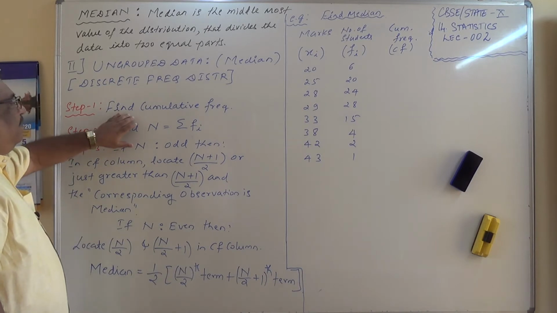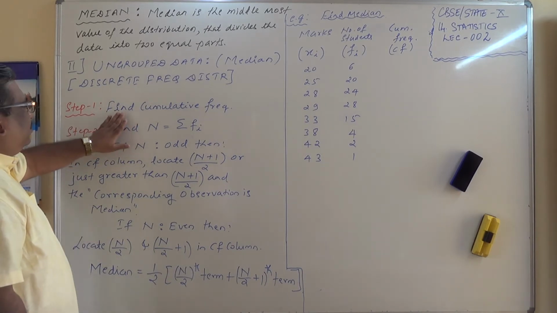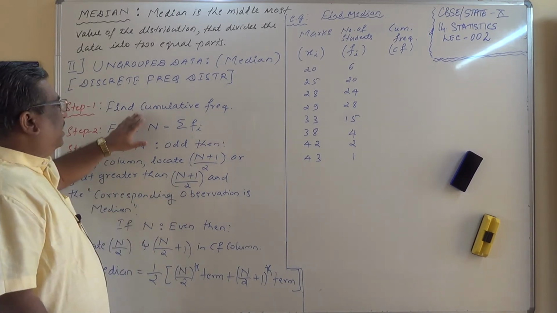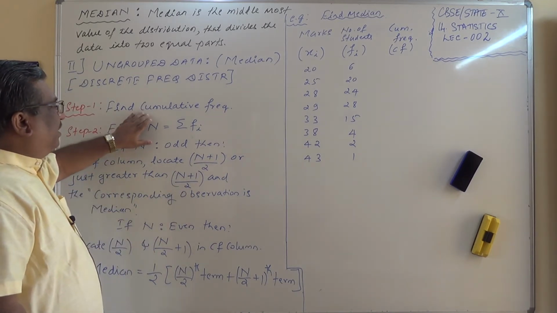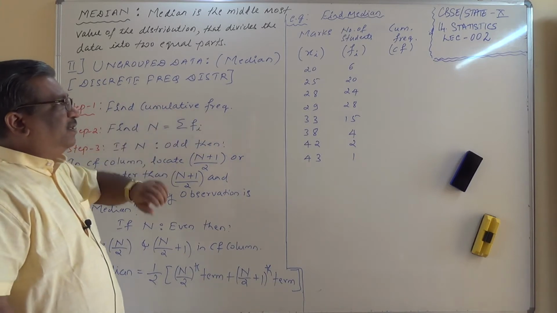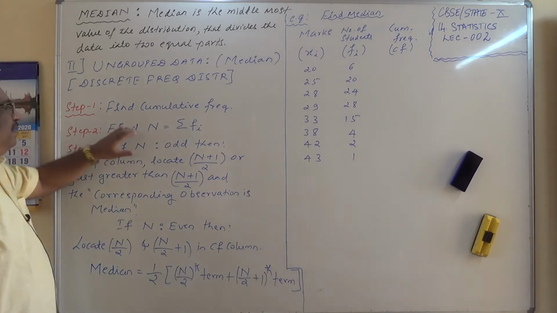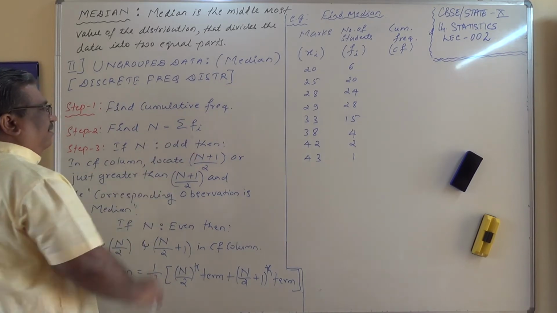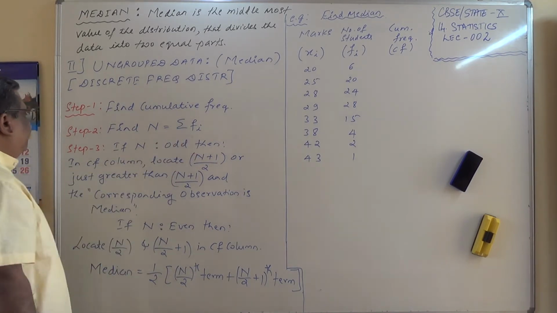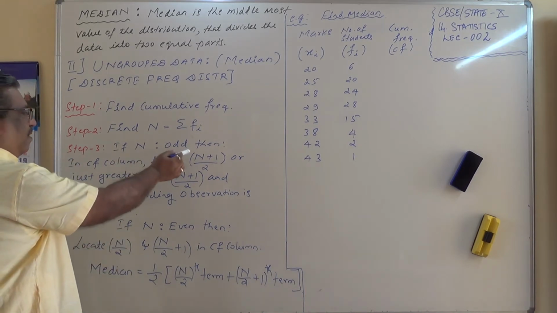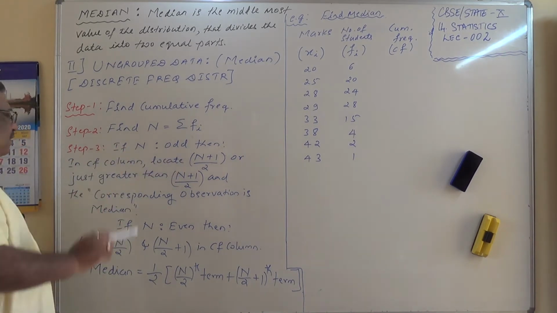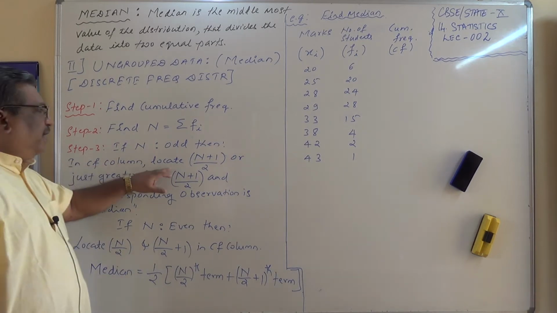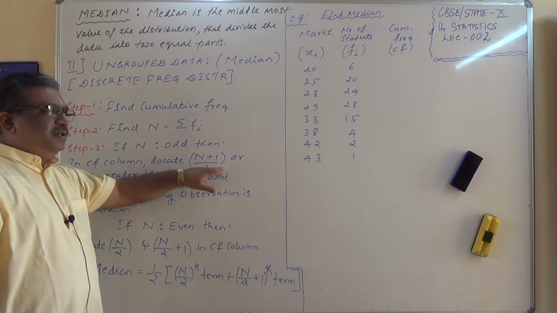So what are the steps to find the median in this case? The first step is to prepare a cumulative frequency distribution table. That means another additional column needs to be added, which is called the cumulative frequency. Next, find n. n equals sigma fi. Please remember, n equals sigma fi, that is the sum of all frequencies. Step 3: if n is odd, then, very important, in the CF column, that is, the cumulative frequency column, we have to locate the n plus 1 by 2th term.